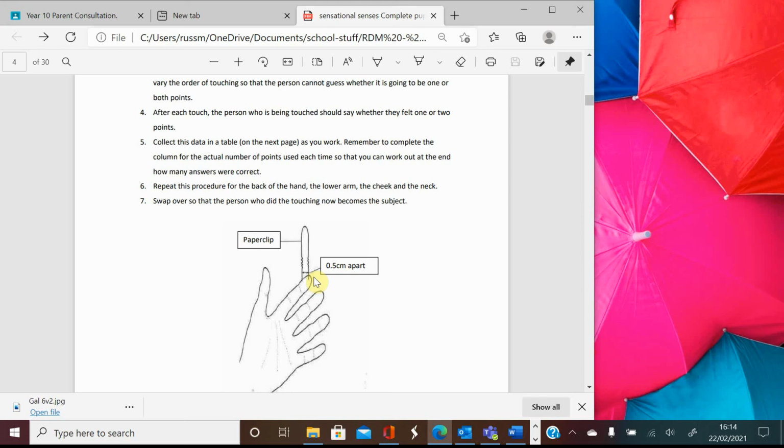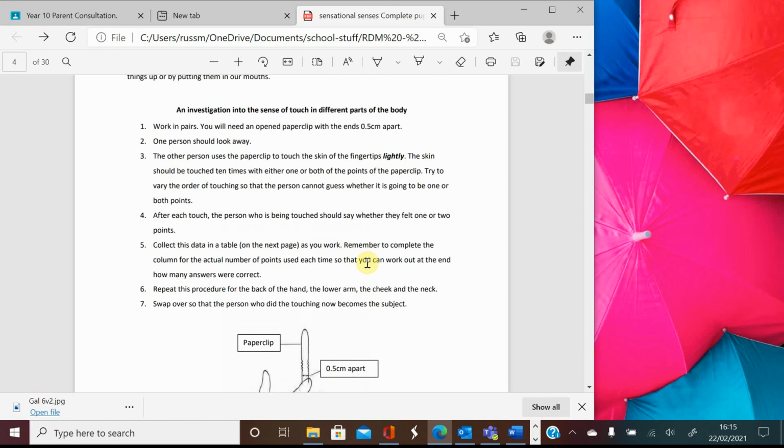Now, the more receptor cells that you have in a certain area, the higher the chance you've been able to discern between 2 points. Whereas somewhere where there's only a few receptor cells, less of them, then you might only feel the point of contact as a single point, when in fact it could be 2 points. So the idea is you're going to test different parts of your skin.